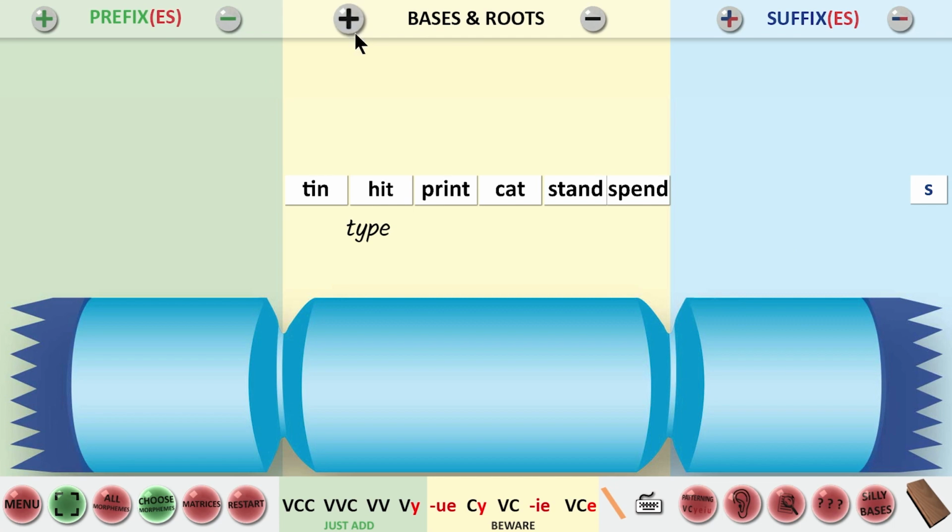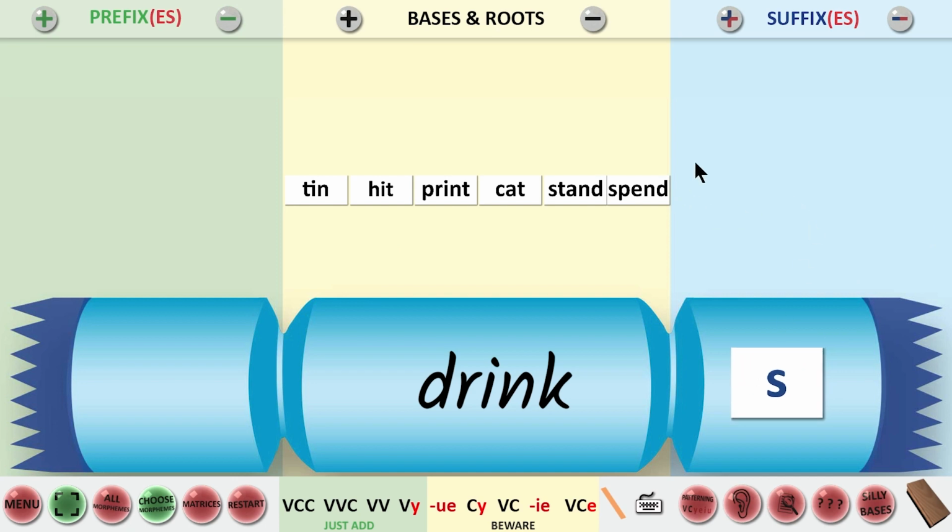You may want to type in some of your own words. Let's say you wanted to make the word drink. Type it in. A student can read drink, drinks, and you can move that up there. Let's try another one. I'm going to type in the word help, help, helps. Let's try another one. Dog, dogs. So it's as easy as that.